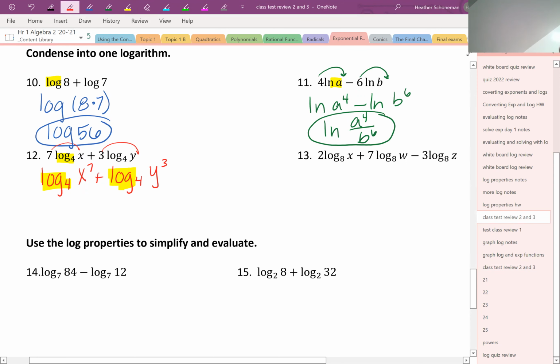So now, because it's addition, I'm going to rewrite it as multiplication. So I've got log base 4 of x to the 7th, y to the 3rd.